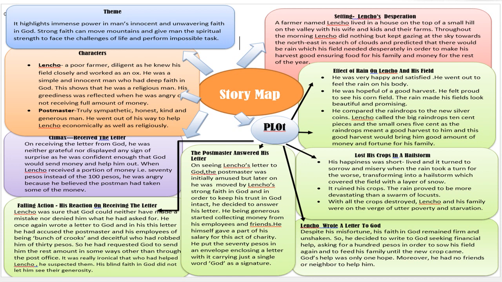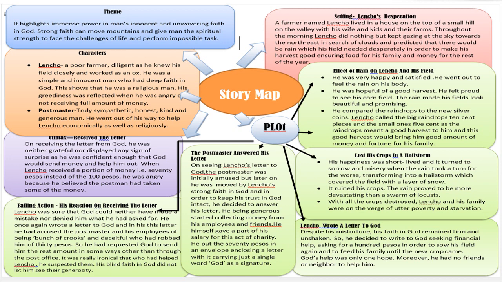He even compared the raindrops to new silver coins. Lencho called the big raindrops ten-cent pieces and the small ones five-cent, as the raindrops actually meant a good harvest to him, and this good harvest would bring him a good amount of money and fortune for his family.